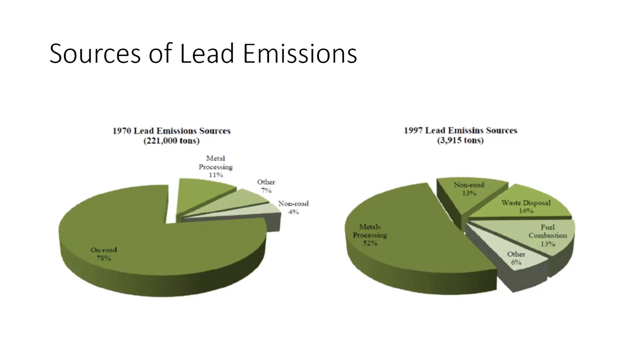1970s. And if we look at 1997, they don't have on road as a category on here, but they do have fuel combustion. So that includes cars, but also other kinds of fuel combustion, and it's down to 13%. So we made a huge difference just by that policy change of saying, let's not put lead in our gasoline anymore.